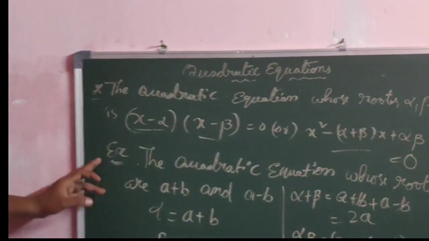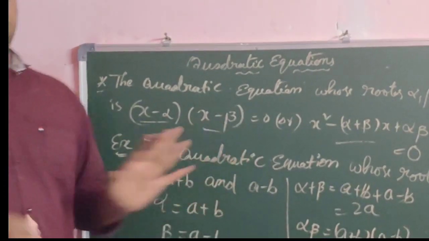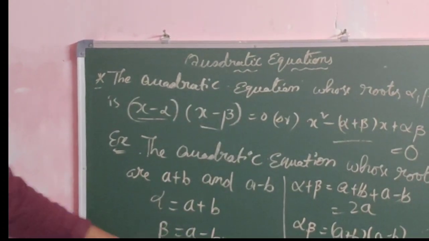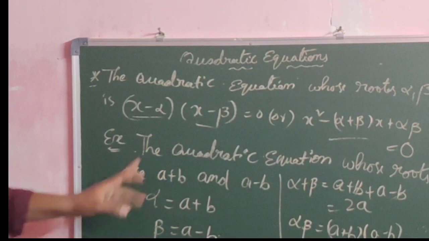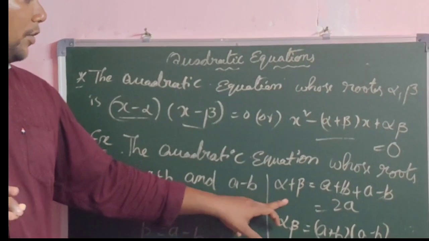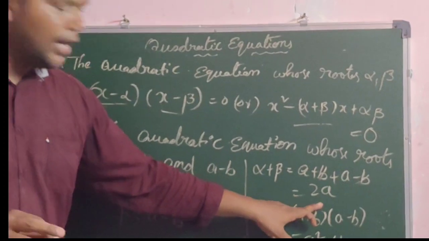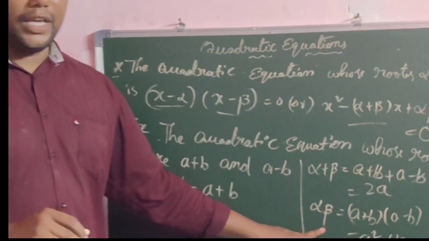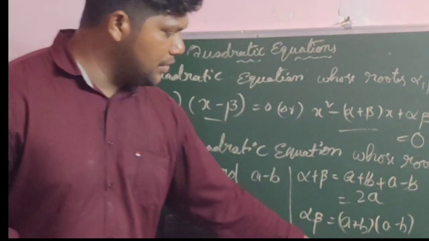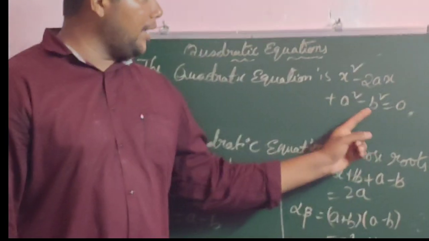Okay, and the quadratic equation whose roots are a plus b and a minus b. Just like an example, alpha is equal to a plus b and beta is equal to a minus b. So substitute the values. Alpha plus beta is the sum of the roots: a plus b plus a minus b, so b cancels and we get 2a. Alpha beta, the product of the roots, is (a plus b) into (a minus b), which is a square minus b square. That's it. The equation becomes x square minus 2ax plus a square minus b square.